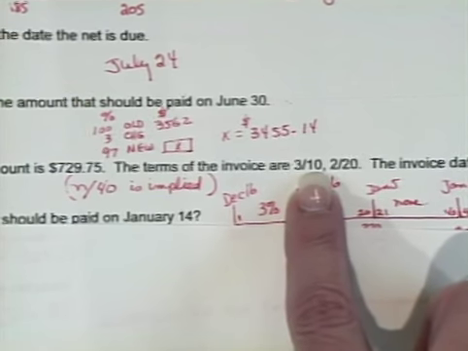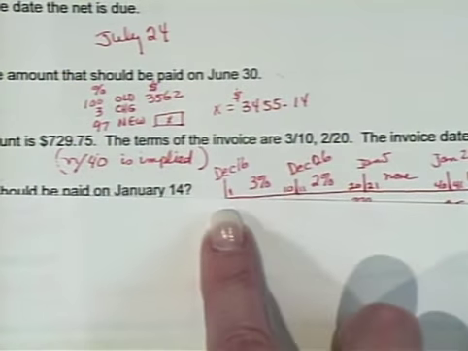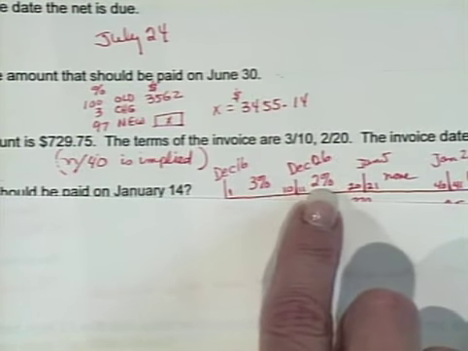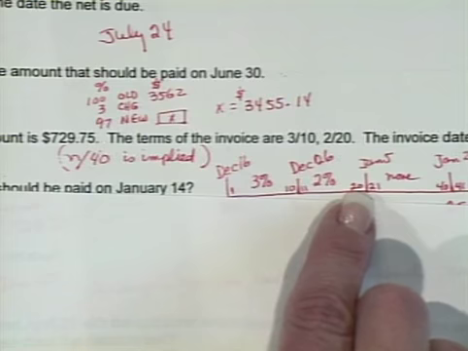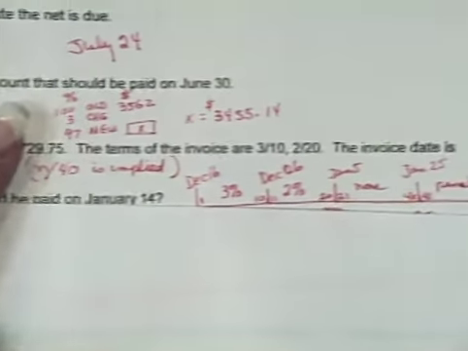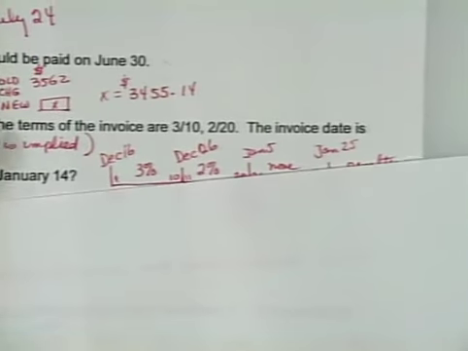So here's what I see as my picture. I see a 3% discount for 10 days and a 2% discount that ends on the 20th day, which means that 2% discount really only lasts for 10 days. It's not a 20-day discount. Are you with me? Because they start counting from the very beginning. So let's look at what I've done here. We'll work on it together.